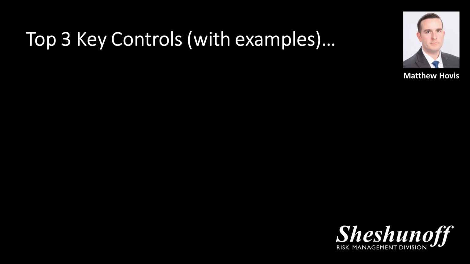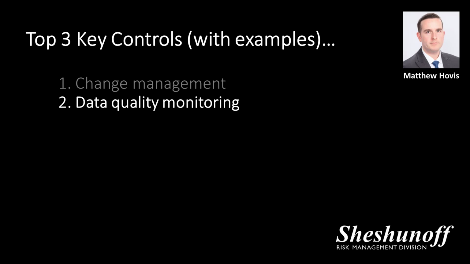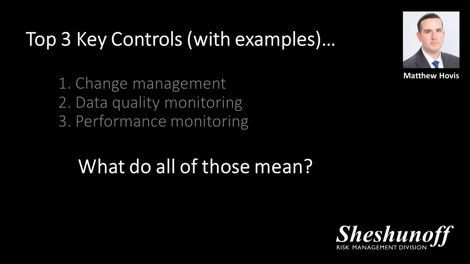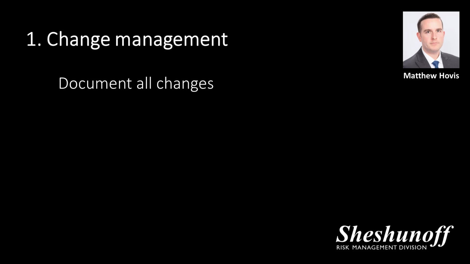The key control categories are change management, data quality monitoring, and performance monitoring. So again, what do those all mean? Let's first start with change management. What this really boils down to is making sure that you document.